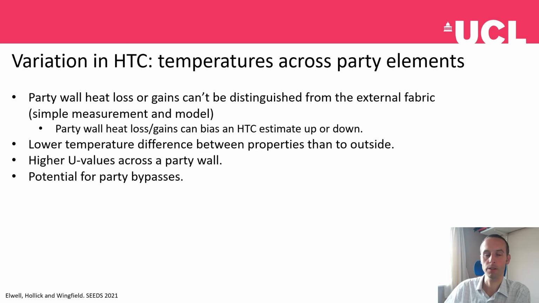And the second form of HDC variation due to temperatures that I wanted to talk about is party elements, where there's a problem here with simple models and measurement, that you can't tell the difference between the external fabric and the party walls, and the party wall heat loss or gains can bias the HDC estimate either up or down.